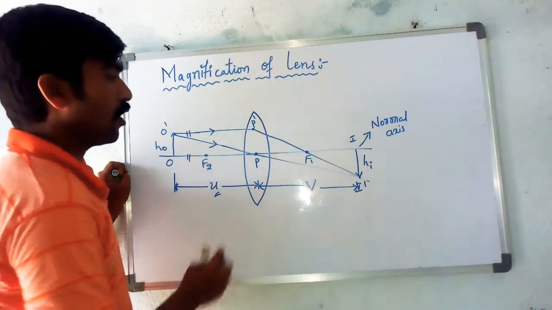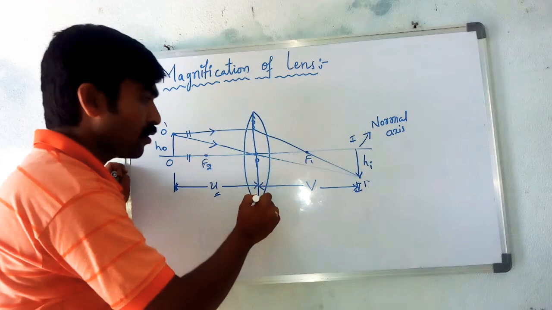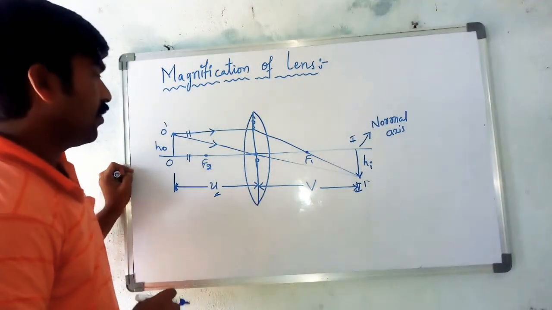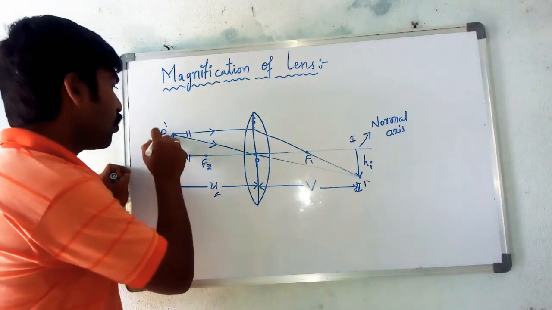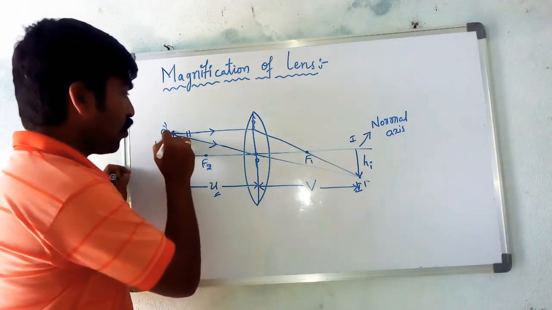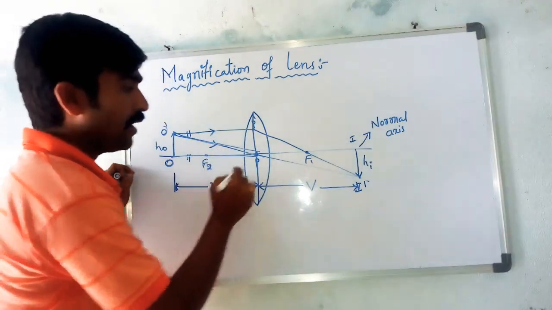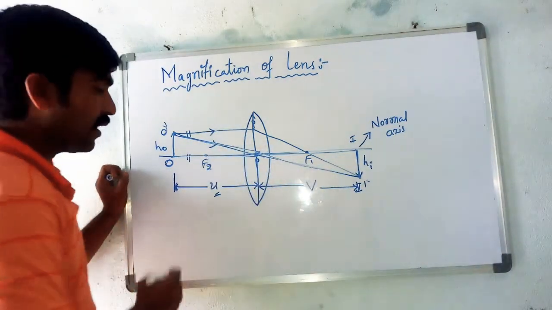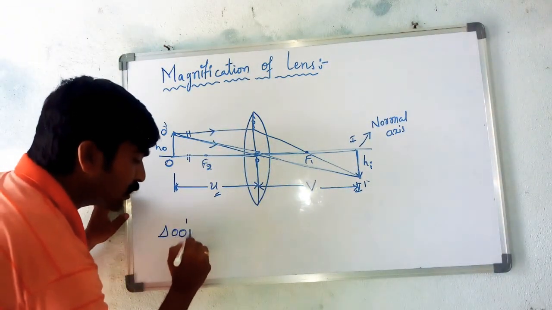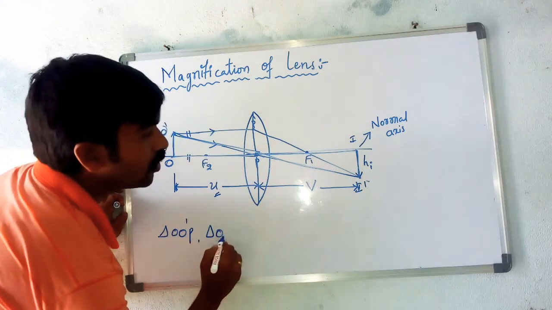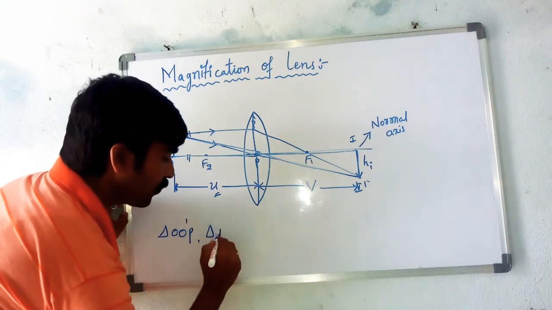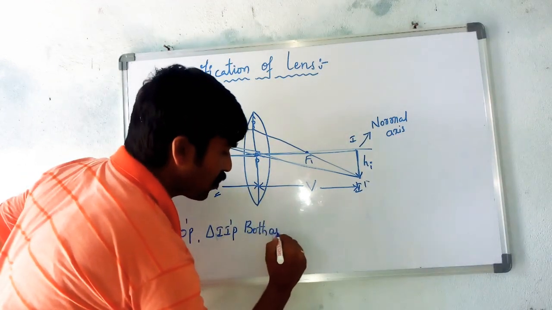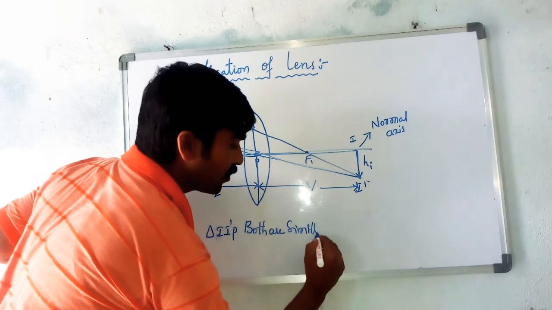According to the figure, we have two similar triangles. Where are the similar triangles? Triangle OO dash P and triangle I dash P are both similar triangles. What is the rule for that?